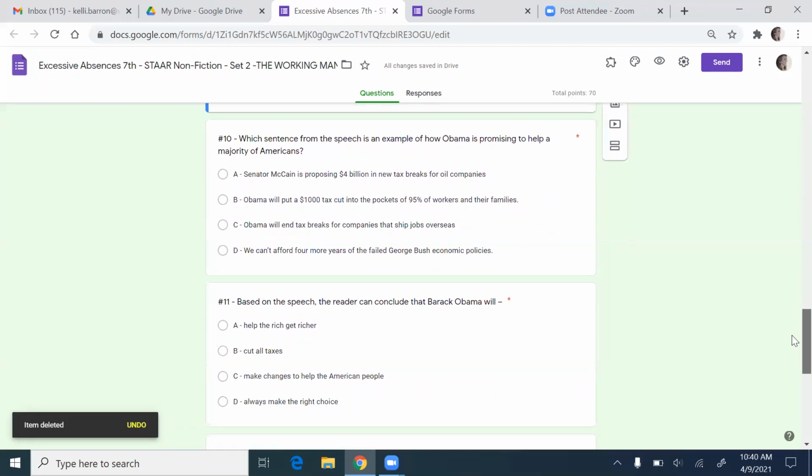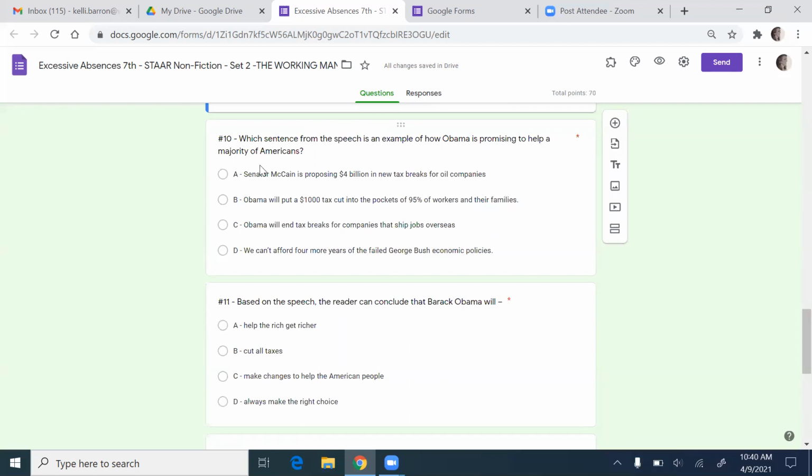Which sentence from the speech is an example of how Obama is promising to help a majority of Americans? Okay, here's the trick in this question. We don't need to look at anything else. If they look outside of these sentences from the text, they're going to have other stuff that's true, but not here. So we're only looking at these sentences. We're not looking back at the text, okay? And we need one that, look carefully at the question. Obama is promising to help a majority.